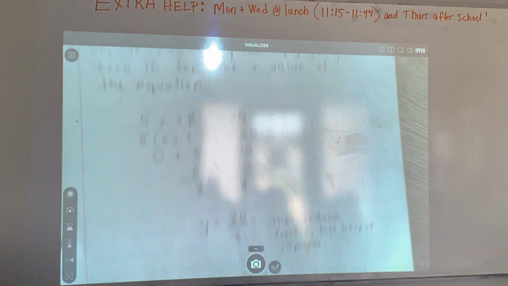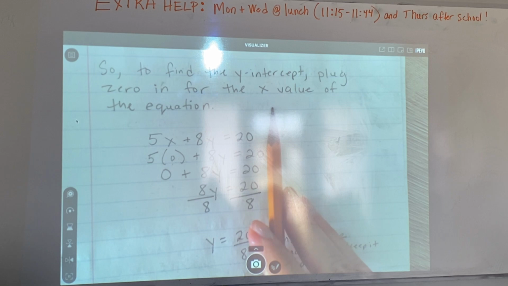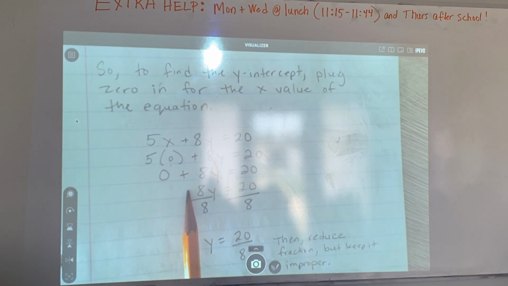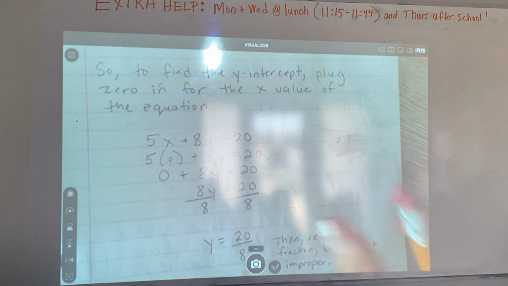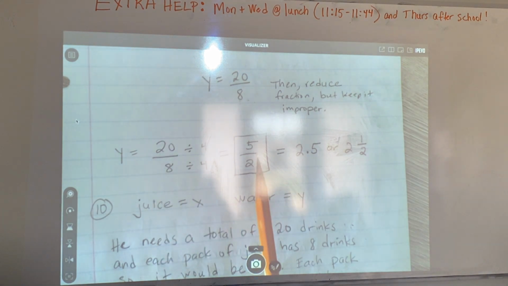To find the y-intercept, you plug in 0 for the x value of the equation, right? Then you solve for y. Look, when you plug in 0, poof, it's gone, and you have 8y equals 20. Divide by 8 on both sides, and you get y equals 20 over 8? That's a weird intercept. Well, we have to reduce it. When we reduce it, we will get 5 over 2.